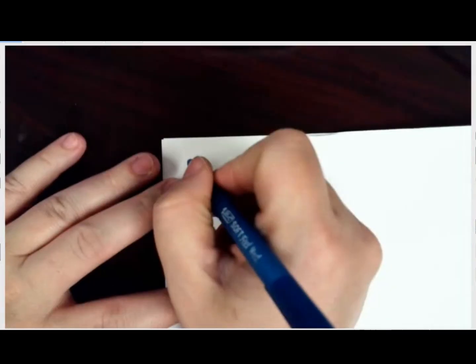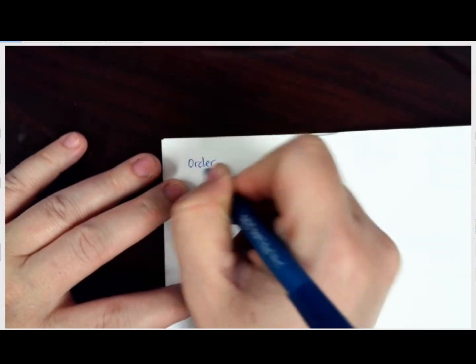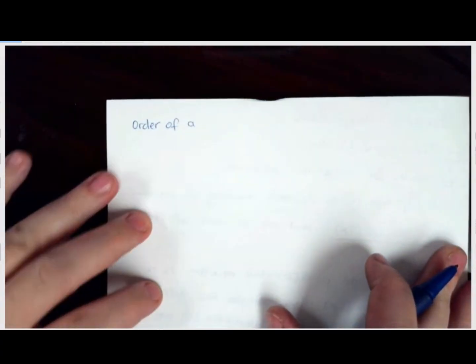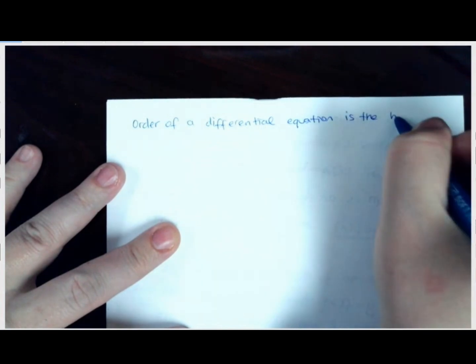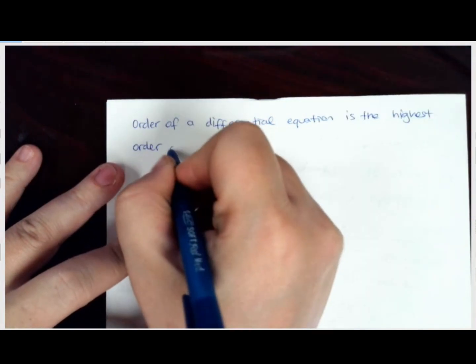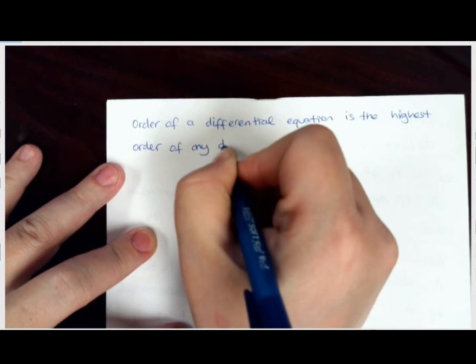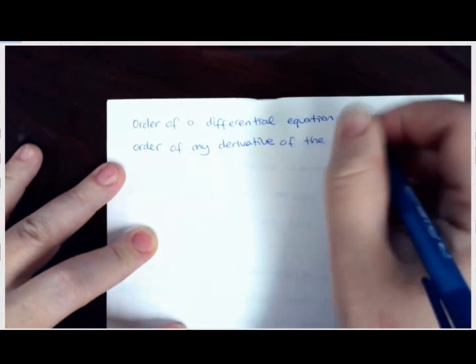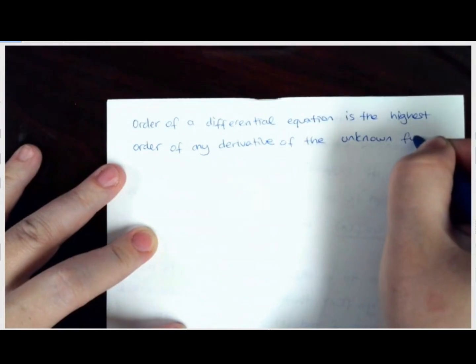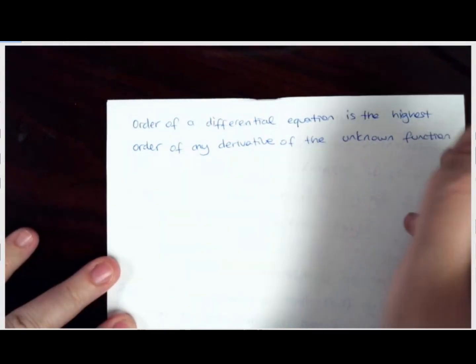Let's talk about some definitions. The order of a differential equation is the highest order of any derivative of the unknown function that appears in the equation.